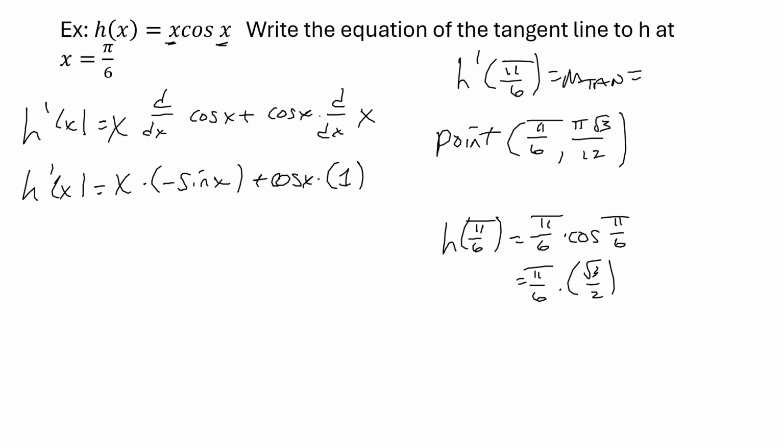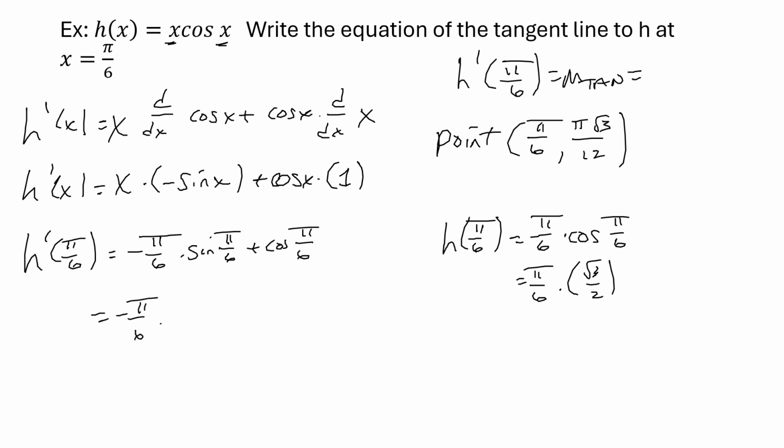That's my point. And then to find the slope, I'm going to have to take pi over 6 and plug it in for x in the derivative. So that's going to be negative pi over 6 times sine pi over 6 plus cosine pi over 6. So negative pi over 6, sine of pi over 6 is a half. Cosine pi over 6 root 3 over 2. So that gives me negative pi over 12 plus root 3 over 2. Okay. You can find a common denominator if you want. You don't have to. Negative pi over 12 plus root 3 over 2.